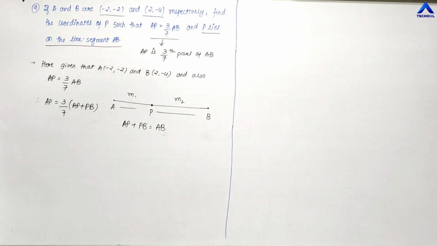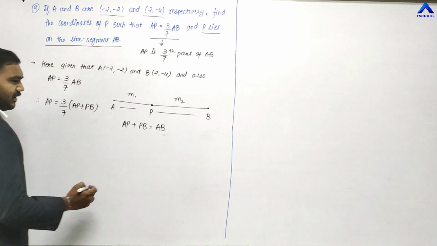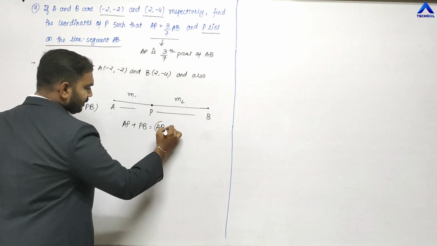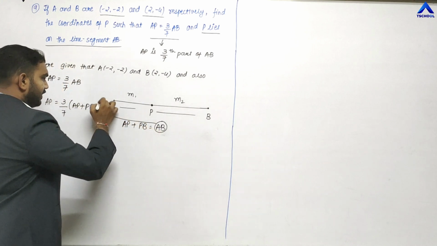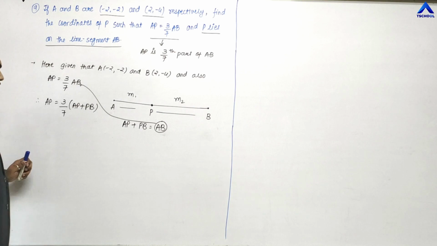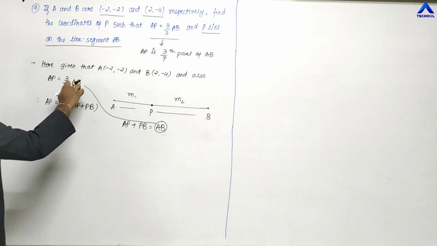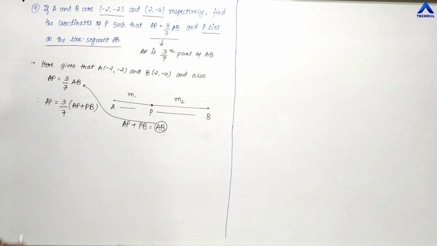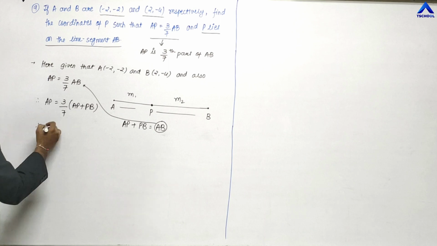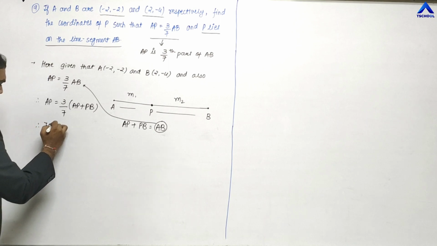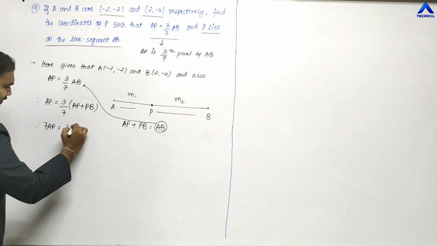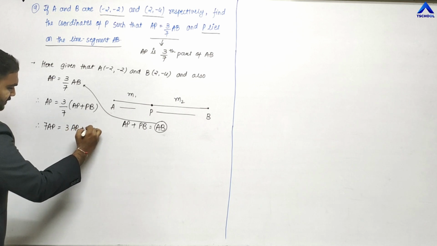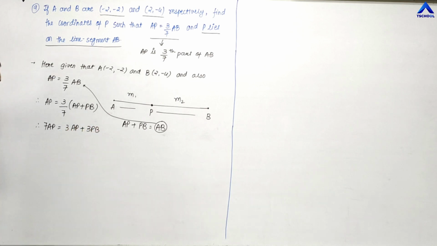That is what we are given. So for finding out m1 is to m2, what we are going to do? We are going to replace this total AB here in the given condition. Yes or no? So in place of AB, if I replace AP plus PB, is it good? Therefore this 7 will be multiplied here, that is 7AP is equal to 3AP plus 3PB.